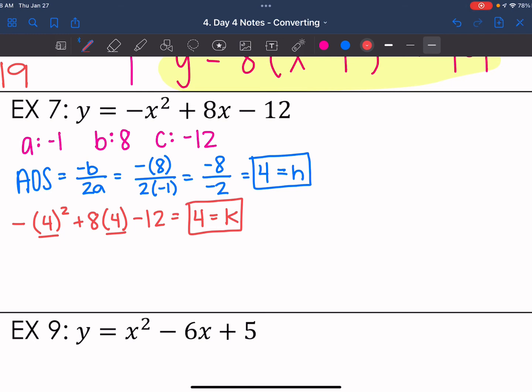And now I will finish up this problem by plugging it into vertex form. So y equals my a value, times (x minus my h value) squared, plus my k value, which is 4. And that is my final answer.